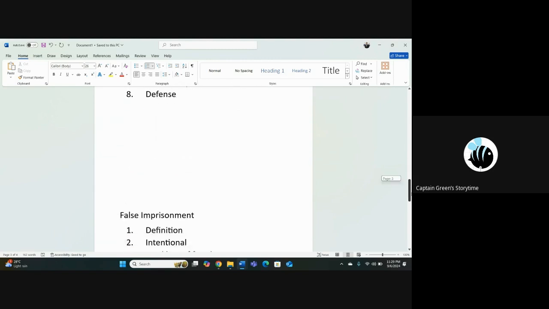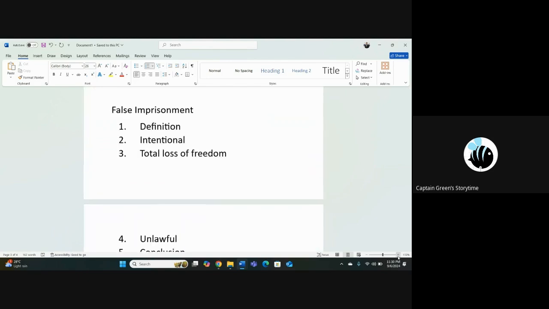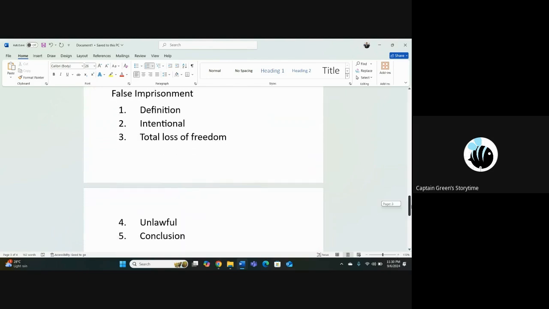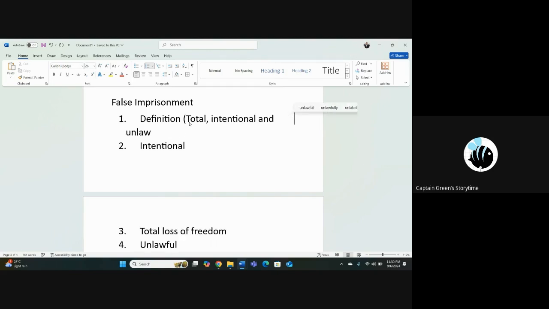Coming towards the last element, this is false imprisonment. Write the definition of false imprisonment, which was that there must be a total. Okay. Write the definition. I will only write the keywords: total, intentional, and unlawful. Okay.